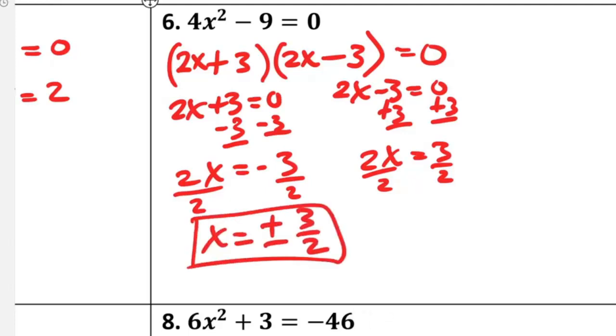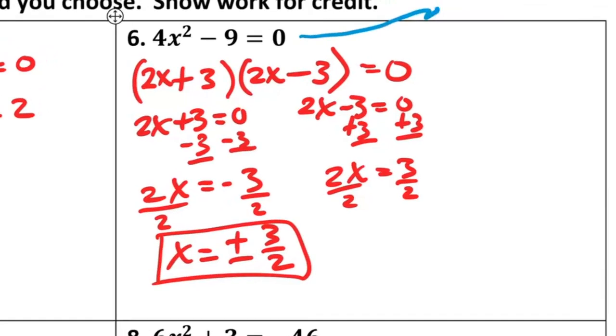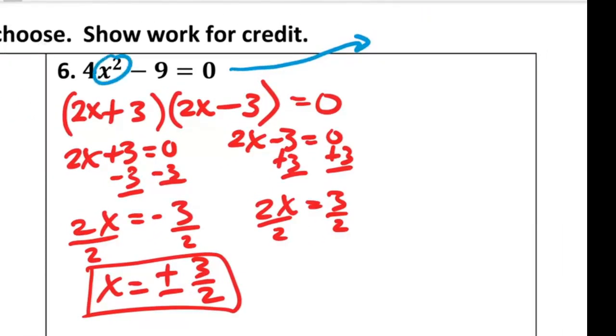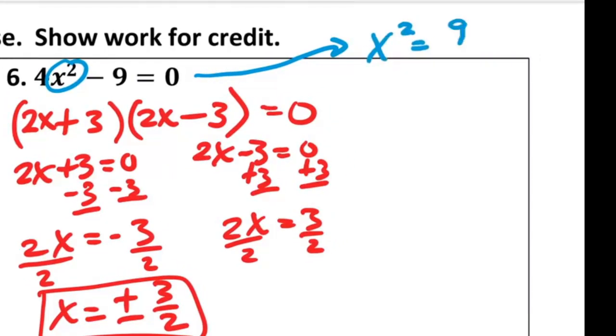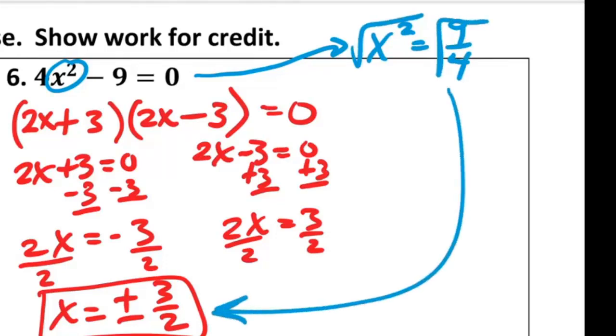Is there another way to do this problem? Well, could you have solved for x squared? If you got x squared by itself, it would equal 9 over 4. And then you could take the square root of both sides, giving you exactly the same answer.